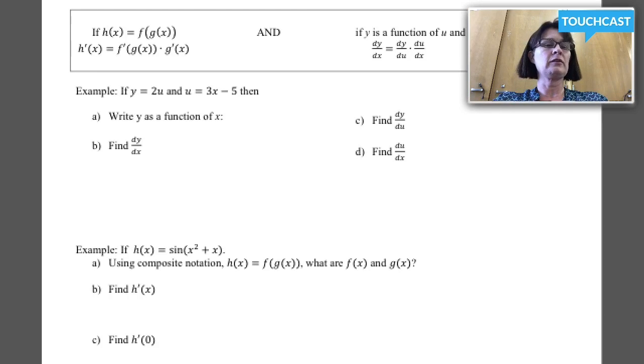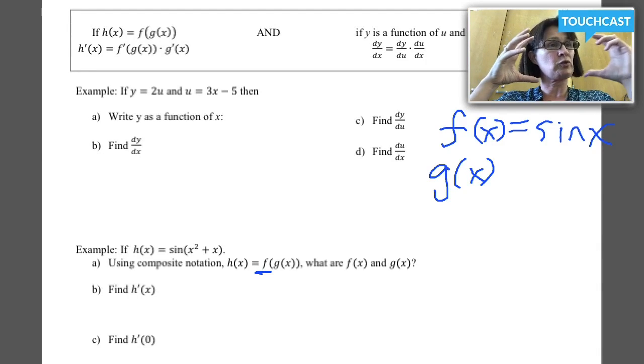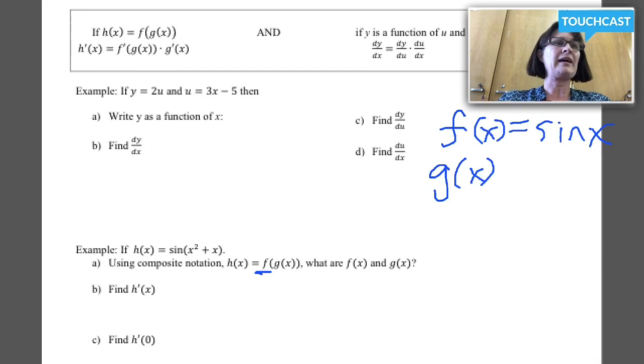So I'll write a little note here. This is the answer to part A, but I haven't really given you enough room. Sorry. I think the outside function is sine. So I have f here as the outside, so f of x equals sine of x. And g of x, sometimes if you look inside parentheses or inside some sort of grouping symbol, you're going to be able to find what your inside function is. G of x in this case is x squared plus x.